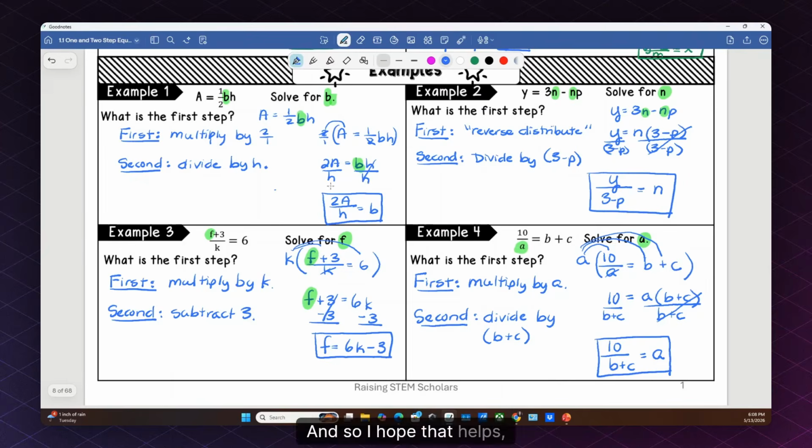And so I hope that helps, guys. Definitely, I would recommend making it concrete for yourself where you highlight the variable you're trying to keep alone, because it does take a little bit for your brain to decide that literal equations are not evil. And so I would recommend highlighting it, making sure you're like, okay, that's what I want to try to solve for. And then you keep working towards that.